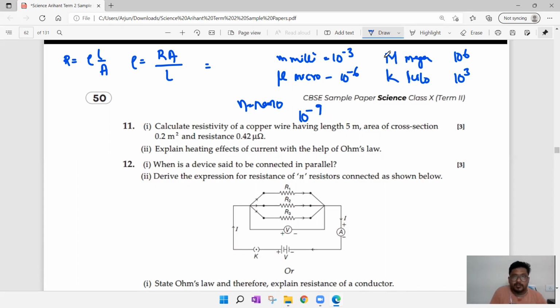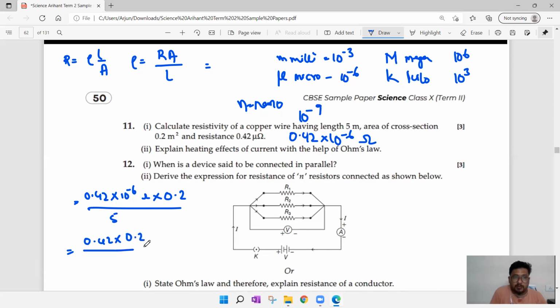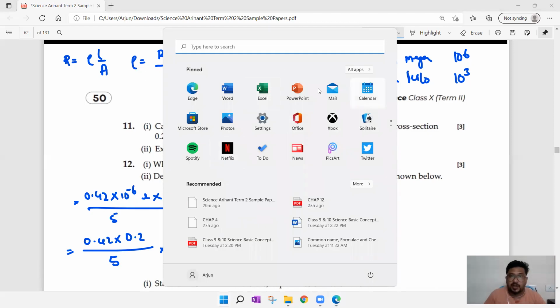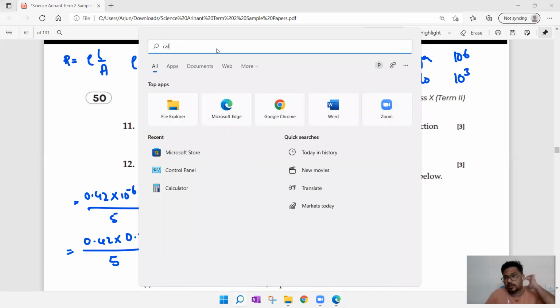So here they are asking about micro. Mu means it should be 0.42 into 10 to the power of minus 6 ohm. So the R value is 0.42 into 10 to the power of minus 6 ohm, multiplied with the A value. The area they have given is 0.2 meter square. No need to change it because the SI unit of area is meter square only. Straight away you can write 0.2 upon L. L stands for length, and they have given 5 meter. So this can be written as 0.42 multiplied with 0.2 by 5, multiplied with 10 to the power of minus 6. So you have to solve this: 0.42 multiplied with 0.2. Okay, don't use calculators in your examination. They will not allow it, but let us use a calculator here and we'll see the solution.